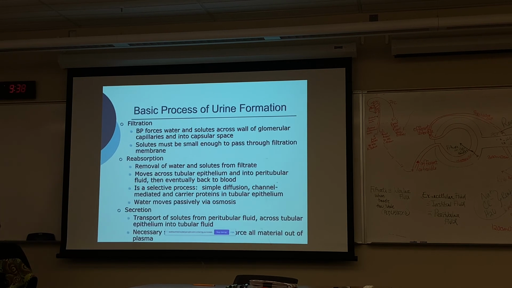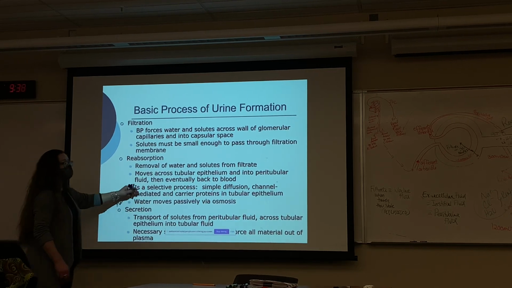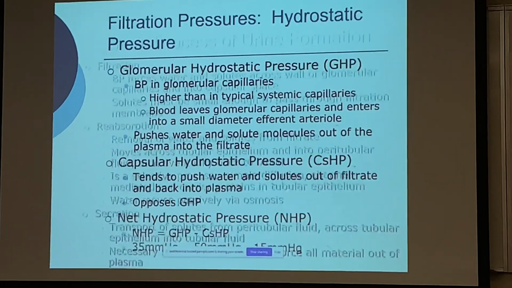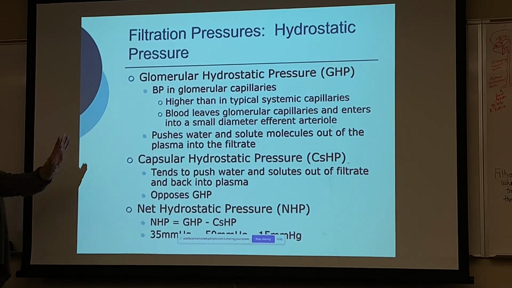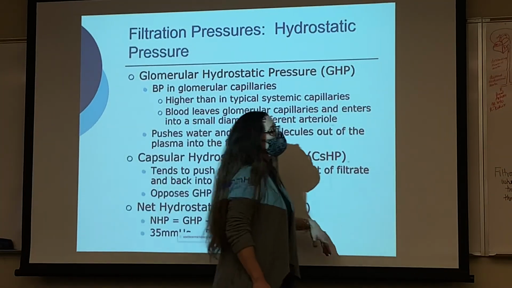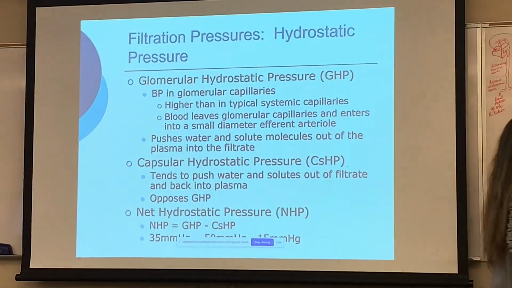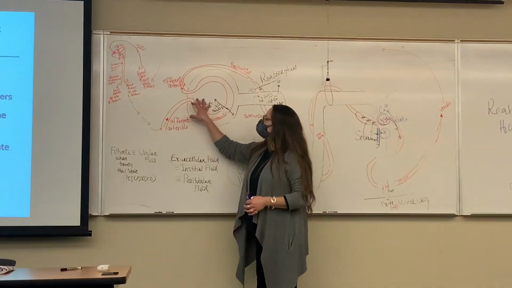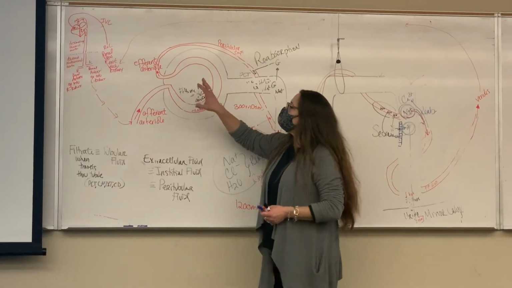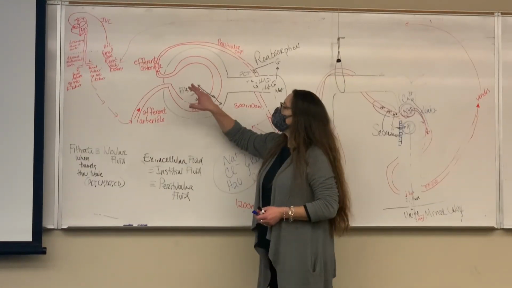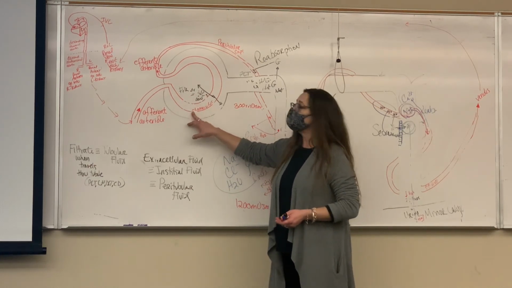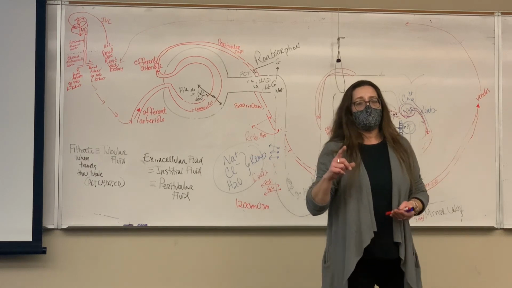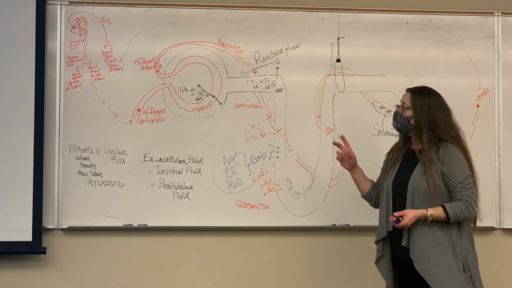Okay, so this right here is just a summary of what we've basically been talking about. On Wednesday, we will start back at the corpuscle. We will spend a lot of time here talking about all the different forces, BCOP, hydrostatic pressure, that determine whether we produce a filtrate or not. Because there will be times where we don't produce a filtrate. And for short periods of time, that's okay.